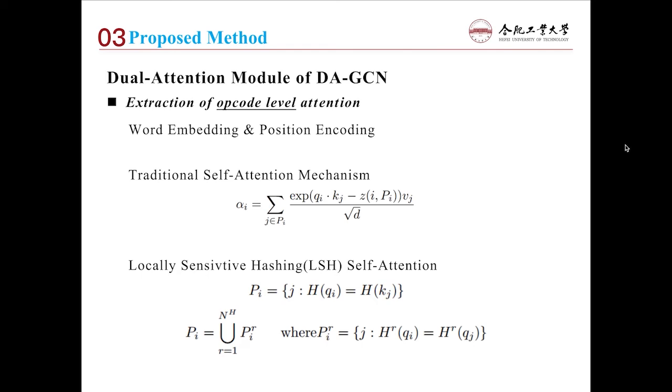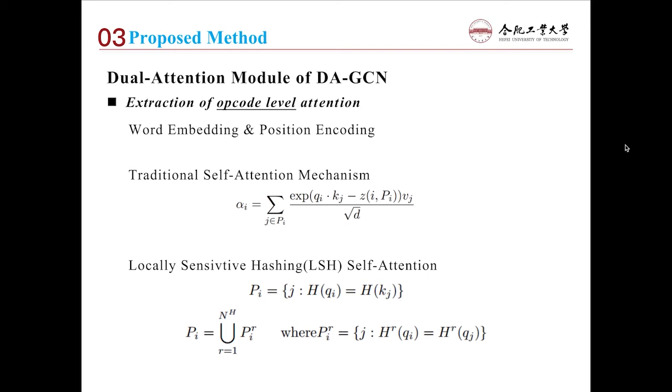However, the traditional self-attention mechanism will consume huge memory resources because of the multiplication of the QK matrix. So we adopt the locality-sensitive hashing self-attention mechanism to simplify the calculation. LSH is a hashing scheme that can find nearest neighbors quickly in a high-dimensional space, where nearby vectors get the same hash value with high probability and distant ones do not.